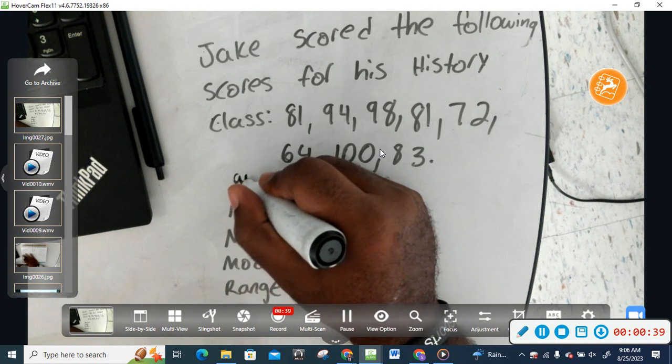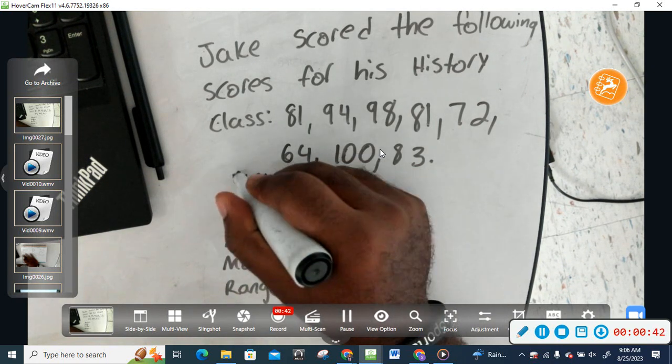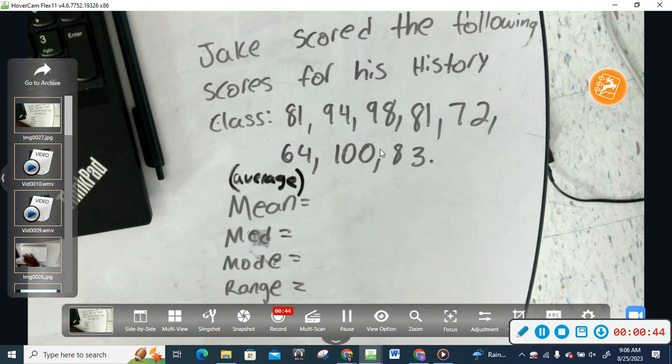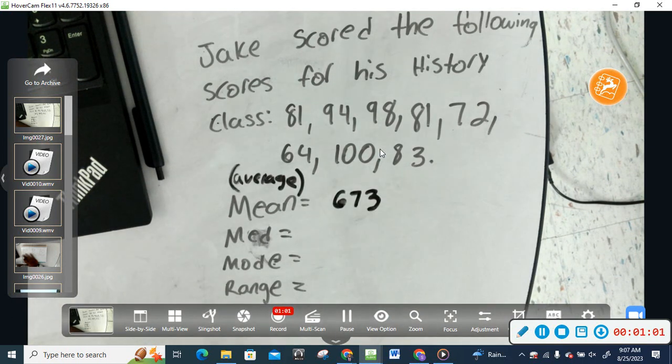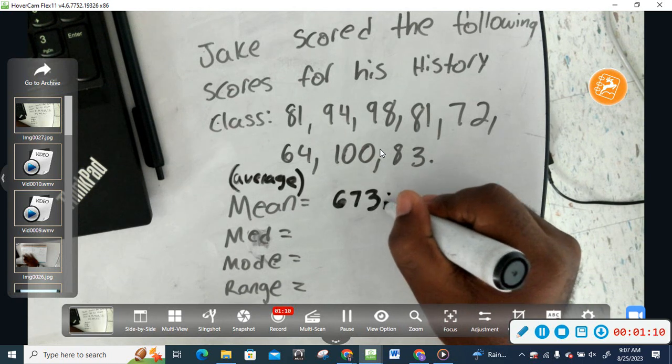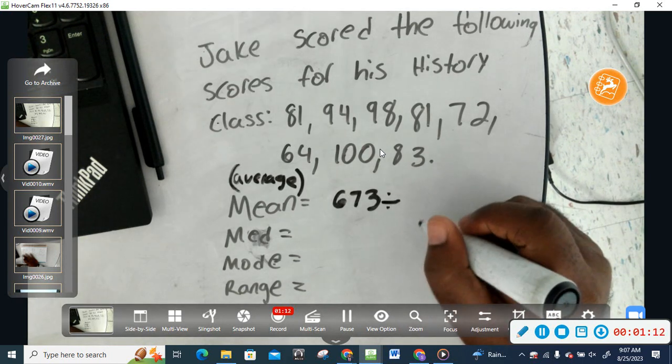So I'm just gonna put average in parentheses up there. If they ask you for either one of those, same thing. So what's the first step in finding the mean? Did y'all get that? So we should get 673. And then once you do that, we are dividing by what? 8. Good.